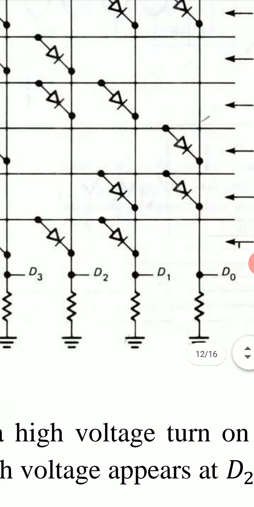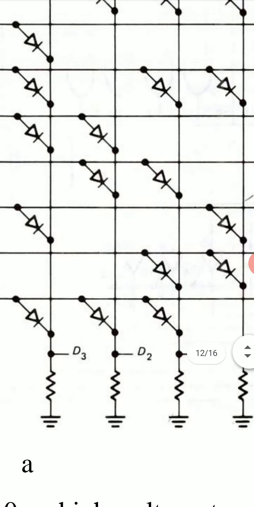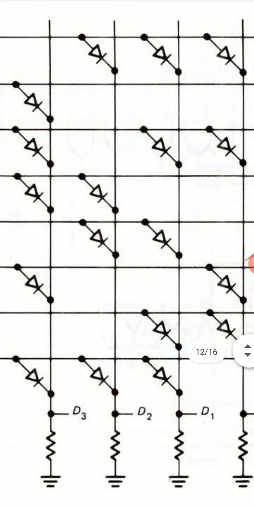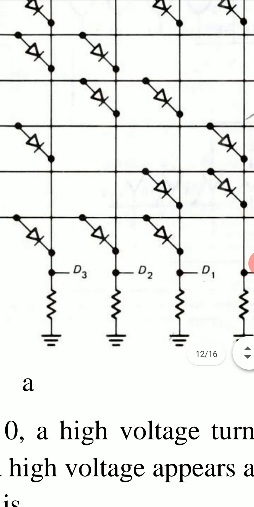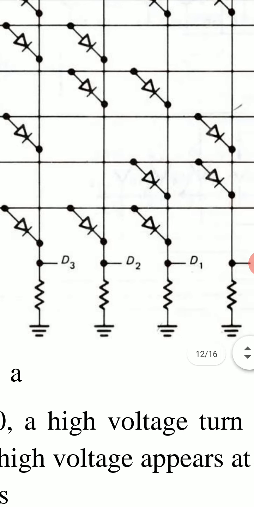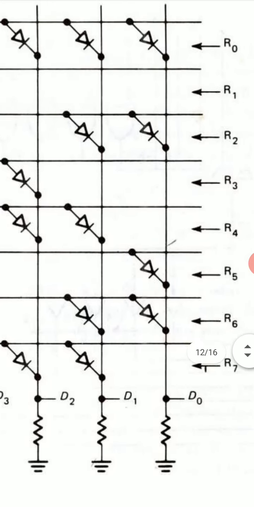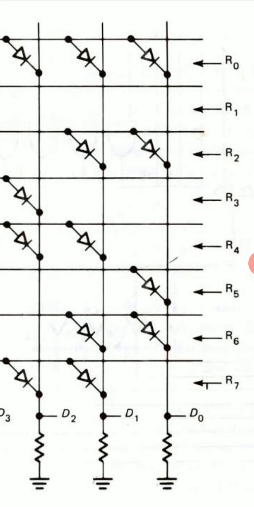So these D2, D1 and D0 become 1. D3 will be 0. So the word obtained will be 0111 in R0 register or in R0 memory location.